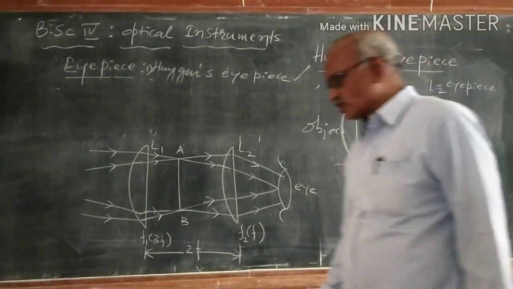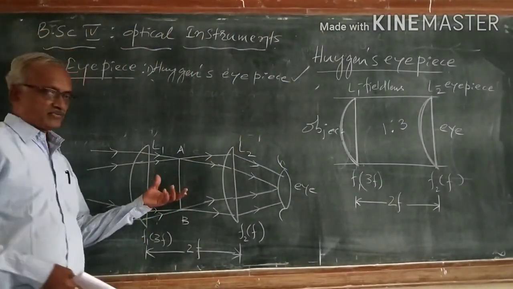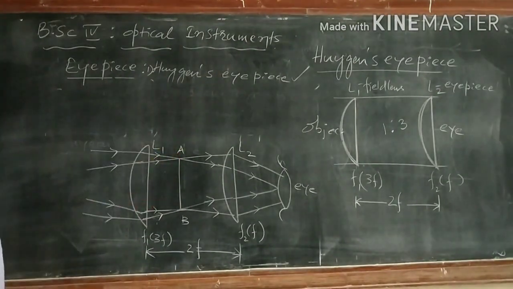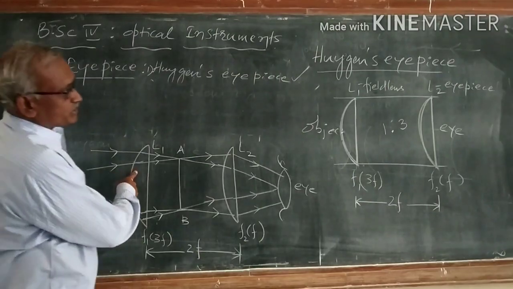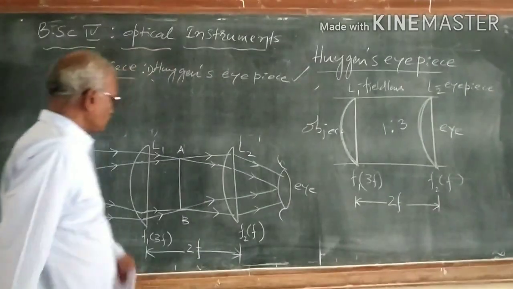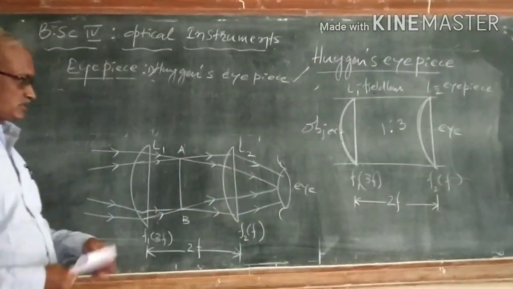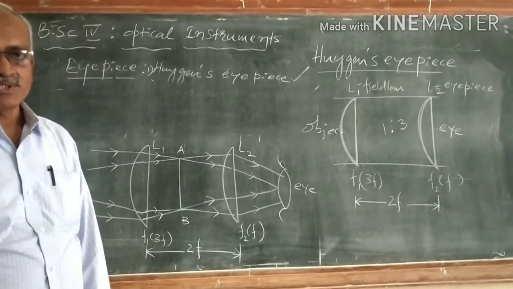So here, what will happen in the Huygens eyepiece? According to this figure, I can briefly explain what will happen inside the field lens and the eye lens, totally inside the Huygens eyepiece. As we know, L1 is the field lens, L2 is the eye lens. This is the object and this is the eye. On one side is the object, on the other side is the eye, through which we can view the magnified image.